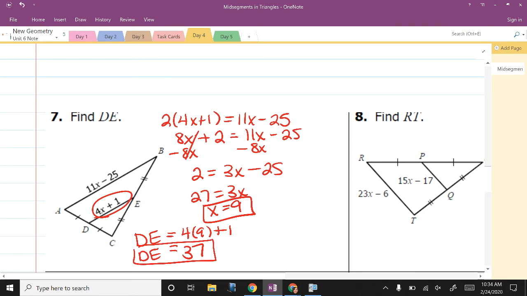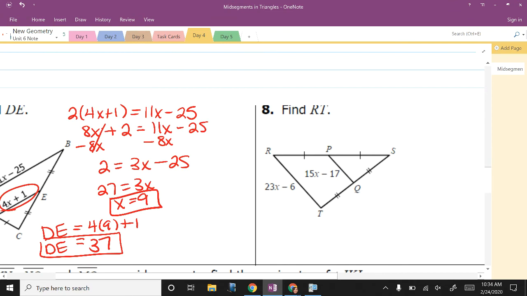Any questions about that? Y'all try number 8 on your own.